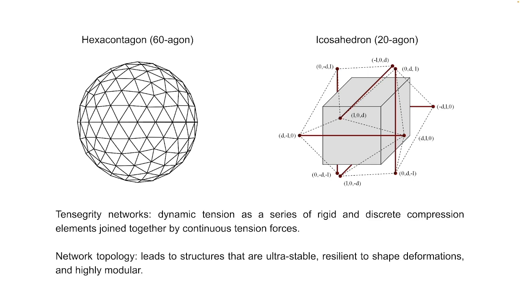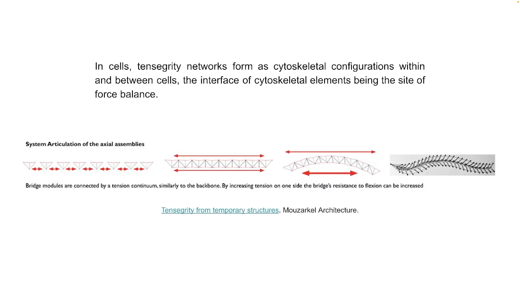This icosahedron on the right, as well as the 6-diagon on the left, are extremely stable structures. They can be modular, so they can be decomposed into different subcomponents, and they're resilient to different shape deformations, which we see a lot of in development. So in cells specifically, tensegrity networks can form a cytoskeletal configuration within and between cells, the interface of cytoskeletal elements being the site of force balance. We can see a similar process in this figure.